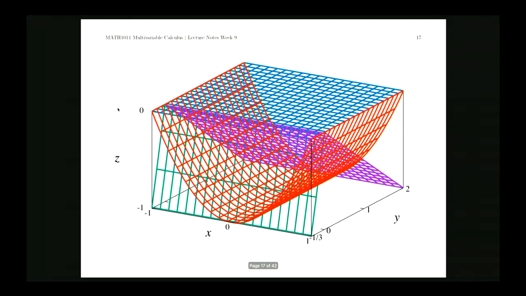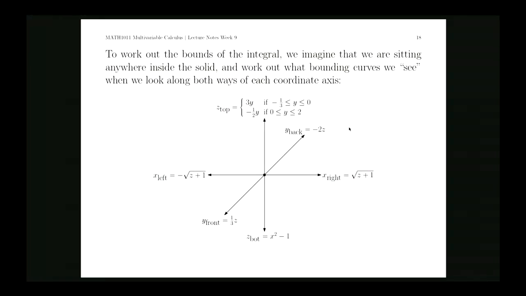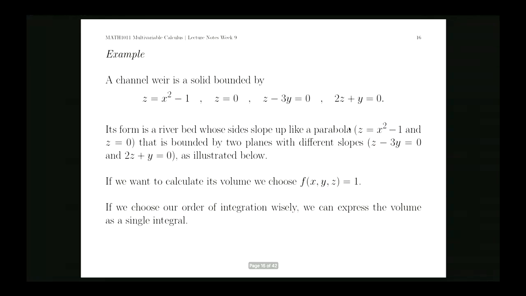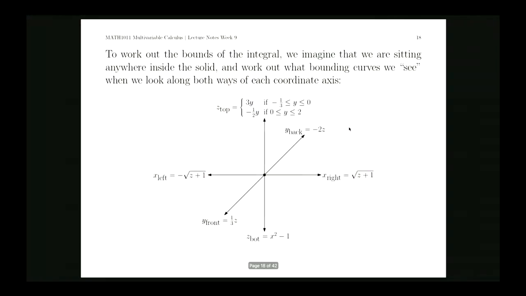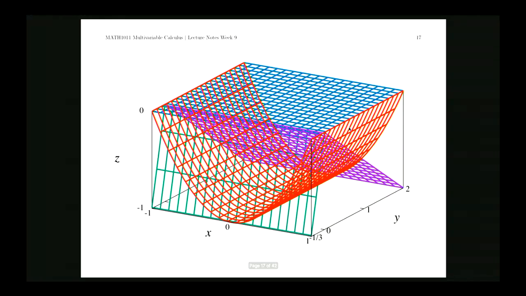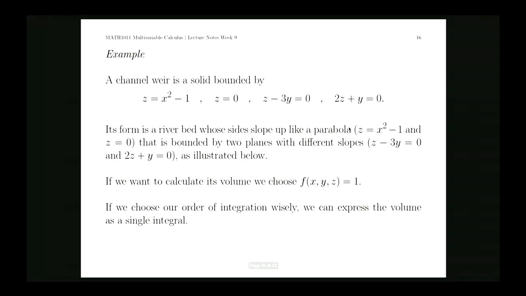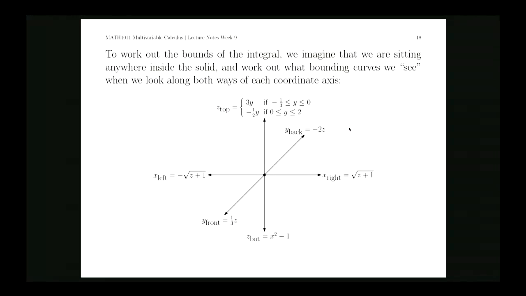Let's not do up yet. If I'm sitting anywhere inside and I look back, I just see the purple plane, don't I? So I'm looking back in the negative y direction. The purple plane is 2z plus y equals 0, that's the same as y equals minus 2z. So if I look back, my back y bound is the plane y equals minus 2z. If I look forward, I hit the green plane, which is y equals a third z. So y front is a third z.